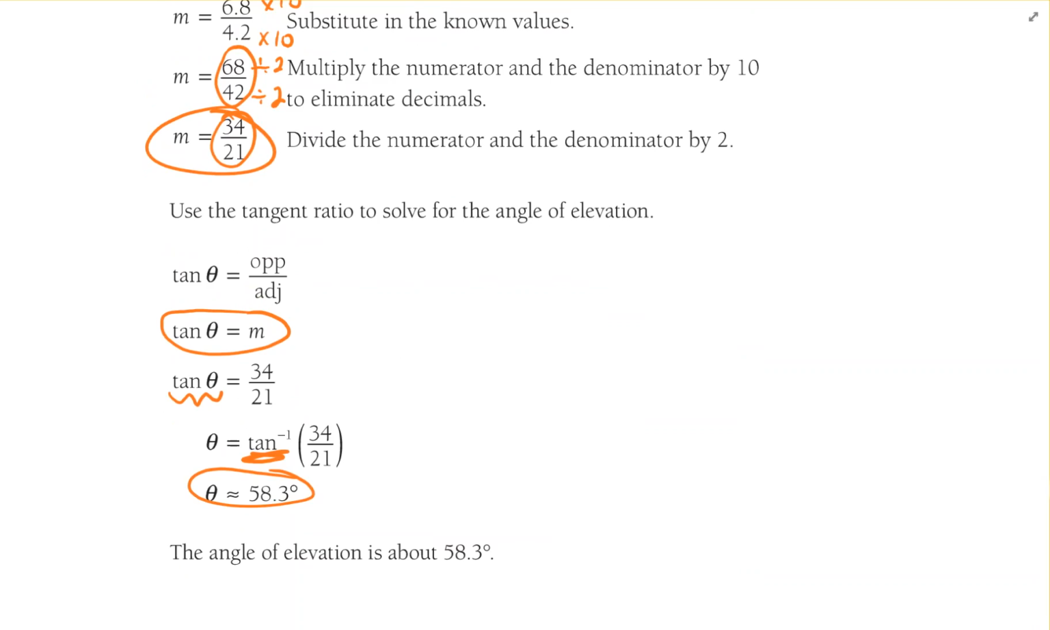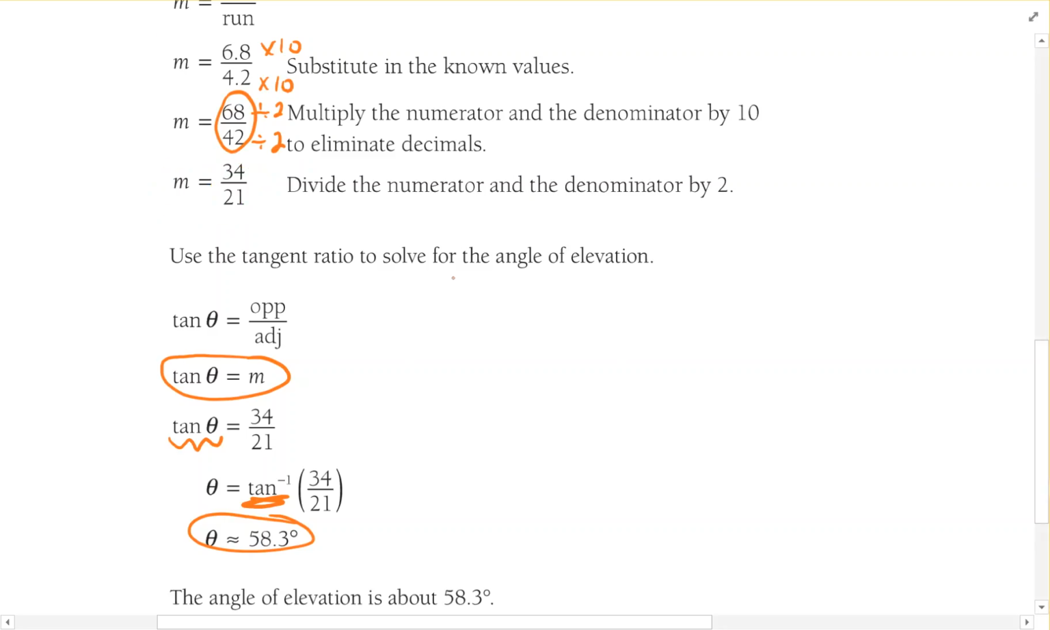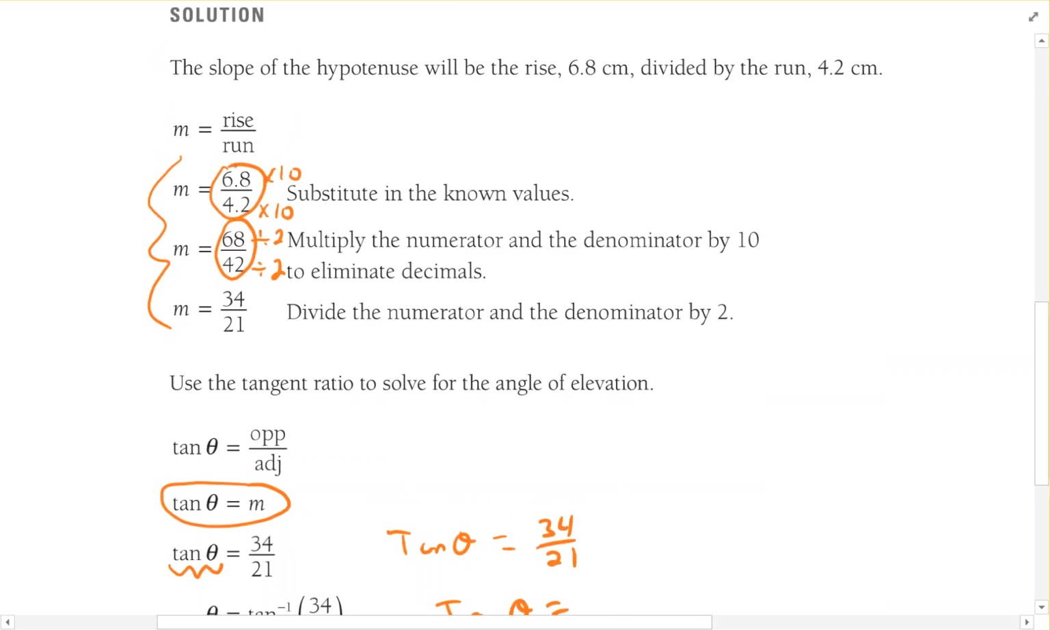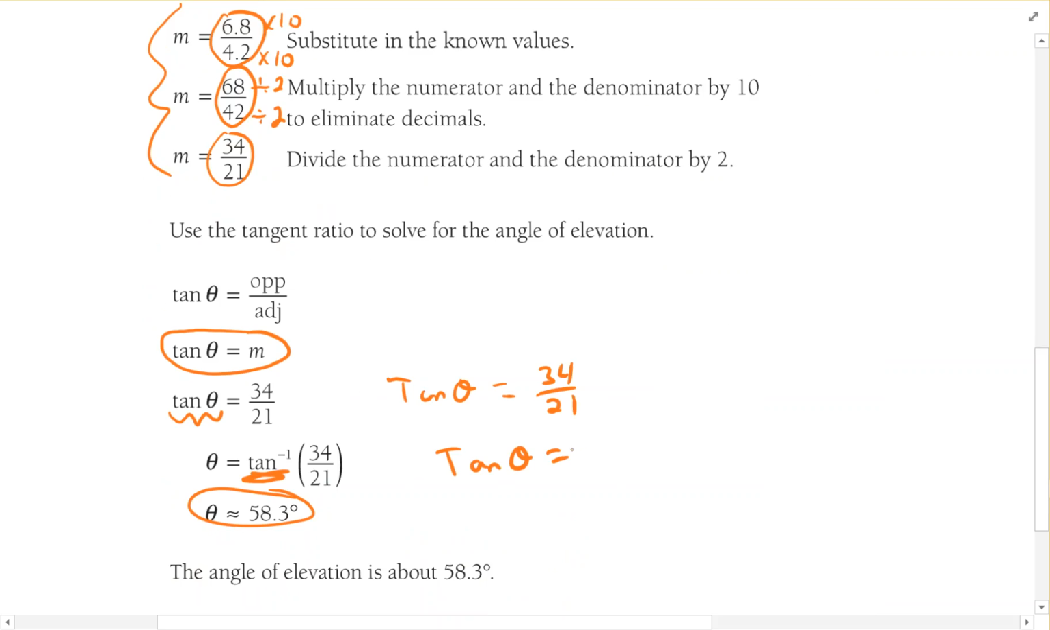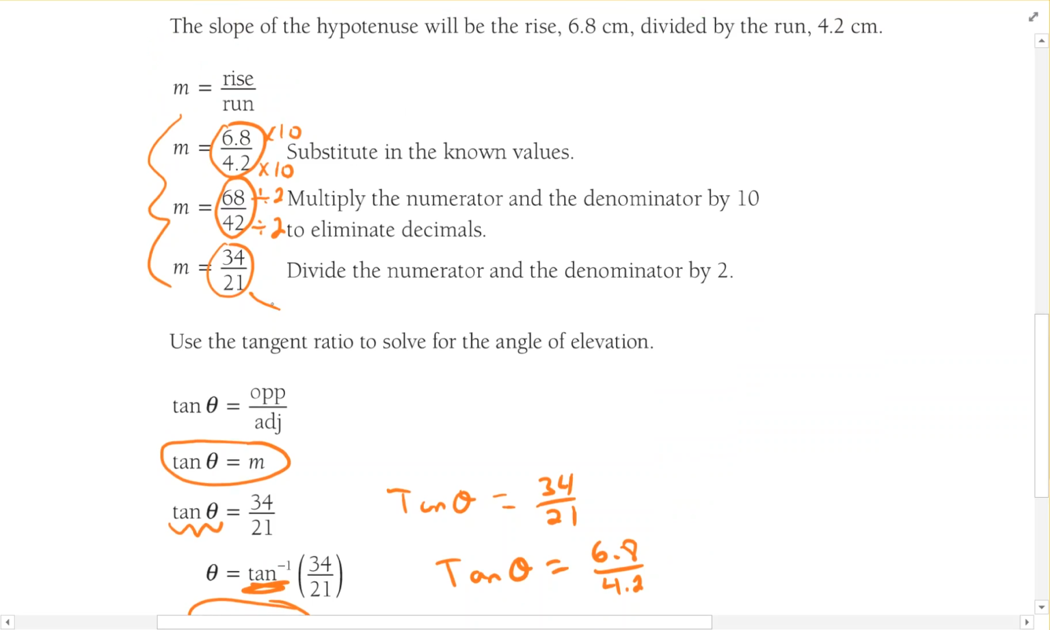Before I move on though, I just want to make sure that this didn't confuse you with why we did this whole first part here. It wouldn't have mattered. We said tan theta, or tan of the angle, is equal to 34 over 21. You would get the exact same answer if you went tan theta is equal to 6.8 over 4.2, even with the decimal. It didn't need to be our simplified version without decimals. What you get for theta would still be 58.3 degrees. So don't let that part confuse you. We just did that because we like neat and tidy slopes instead of decimal slopes if we can.